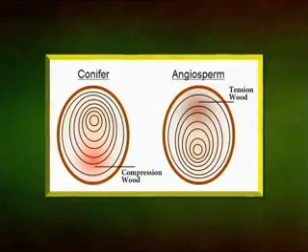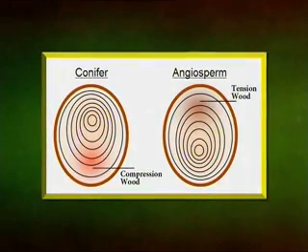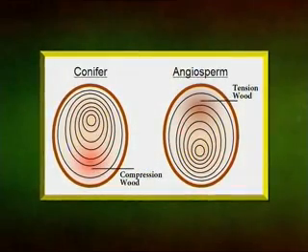The formation of tension wood in angiospermic trees and compression wood in coniferous trees is also an example of adaptive growth which is indicated in optimizing the structure.